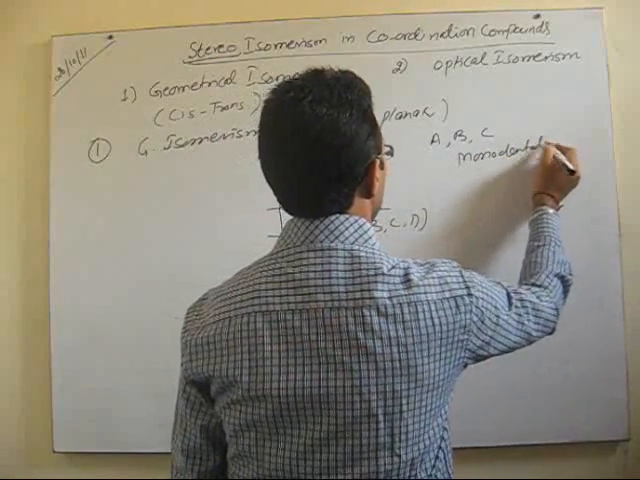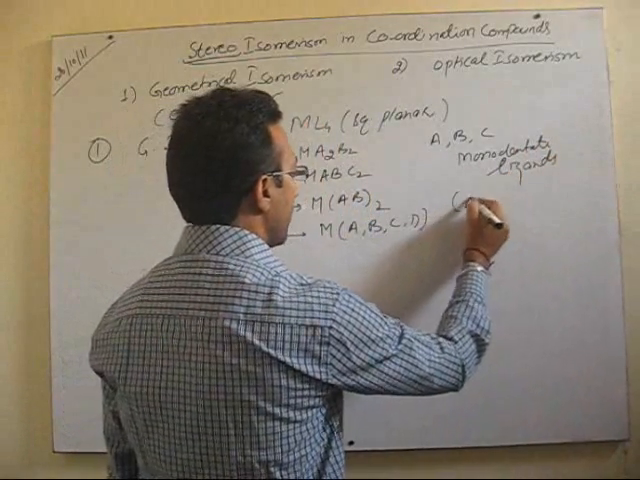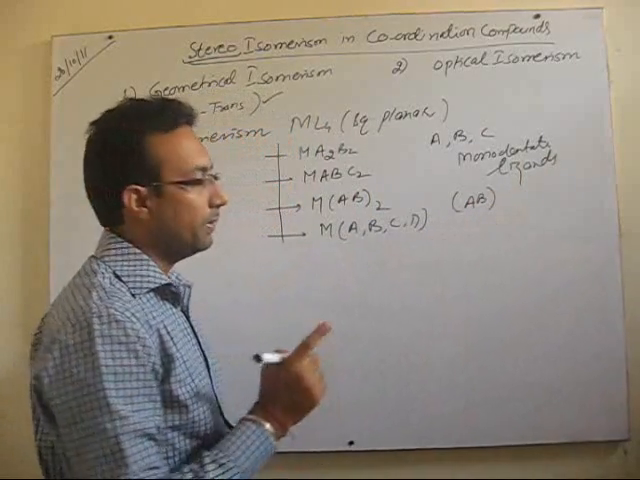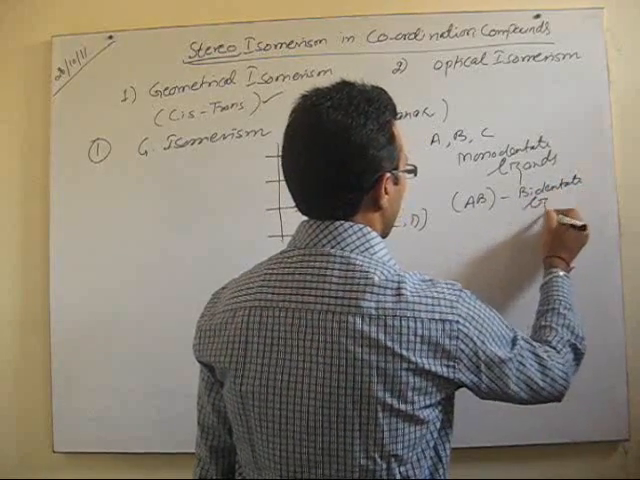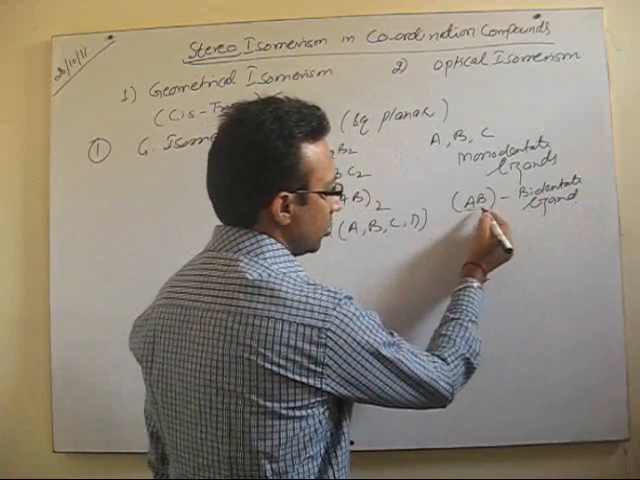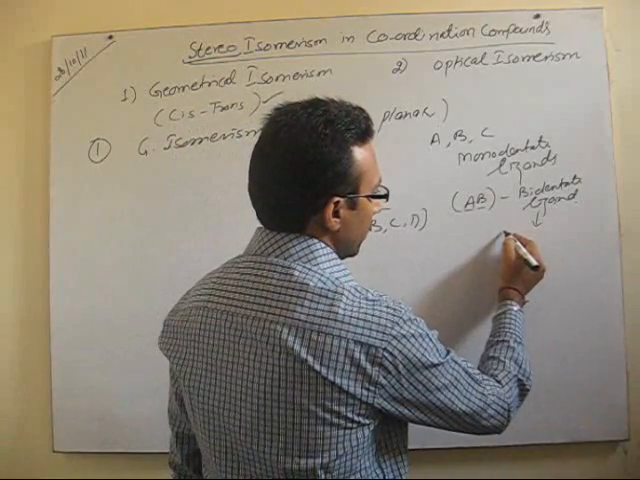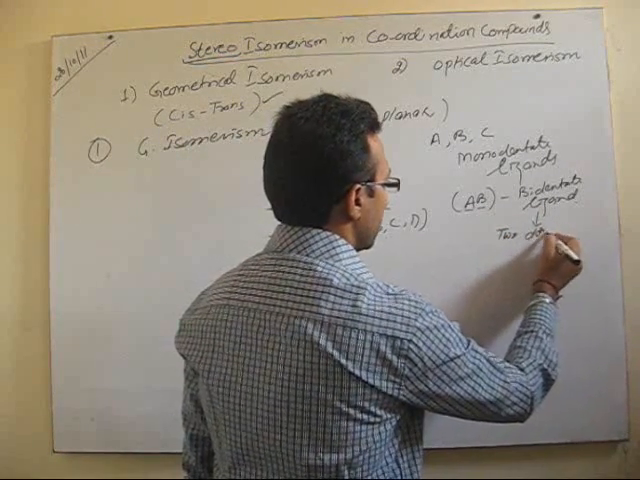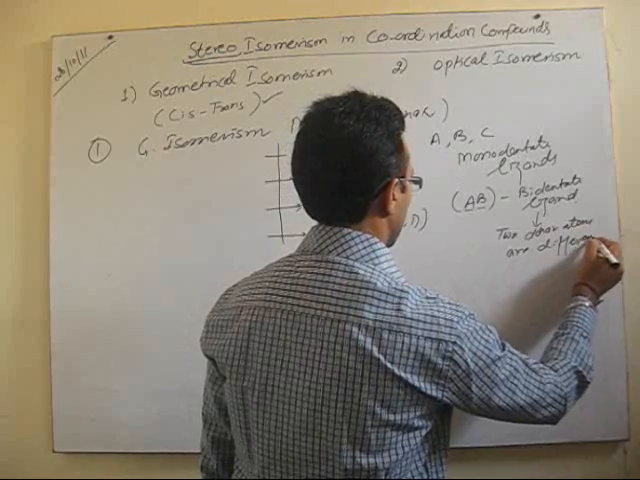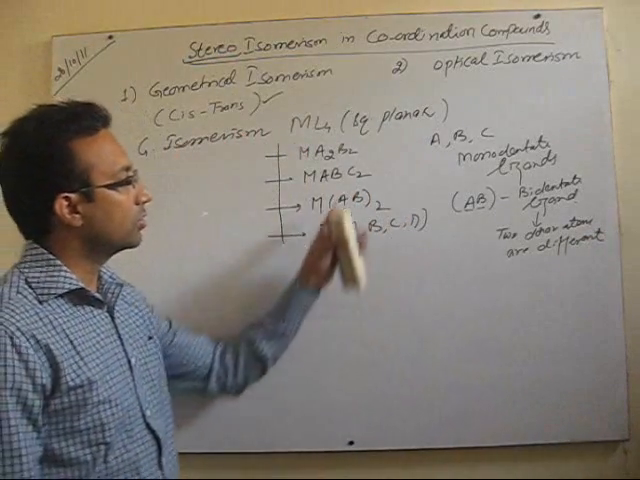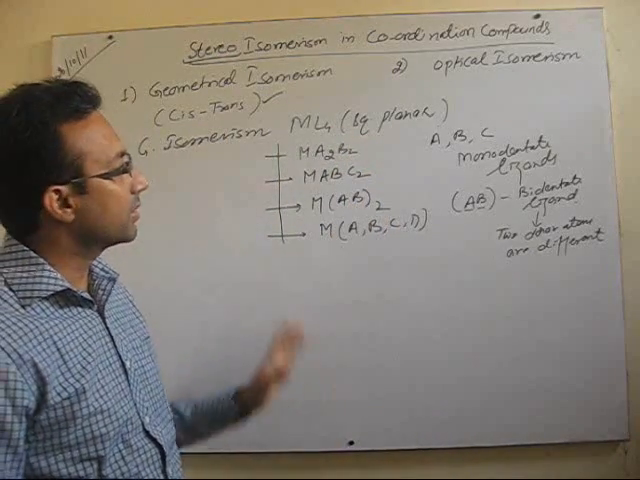Now I have to tell you, A, B, C, when they are written alone, are monodentate ligands. And AB written in brackets is considered as one ligand. AB is a bidentate ligand. But as it is mentioned as AB, that means this is a bidentate ligand in which the two donor atoms are different. So we'll discuss these four cases with proper examples in which geometrical isomerism, that is cis-trans isomerism, will exist.